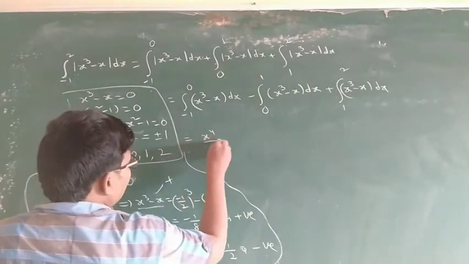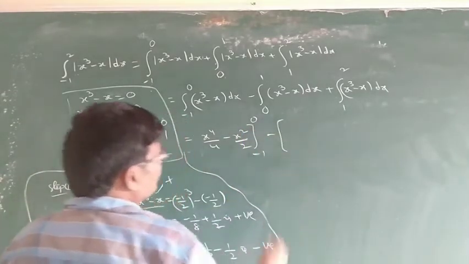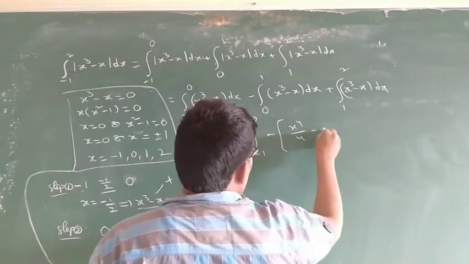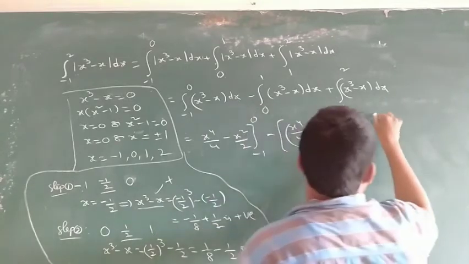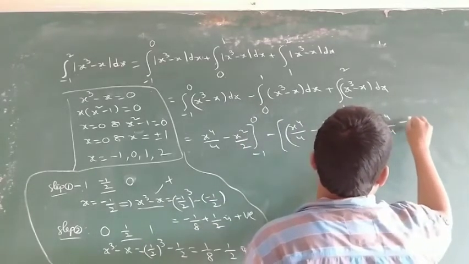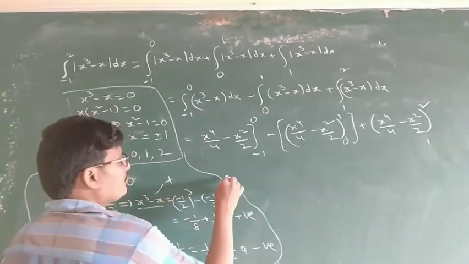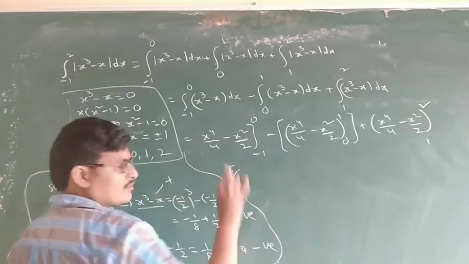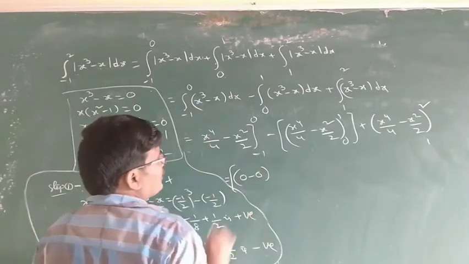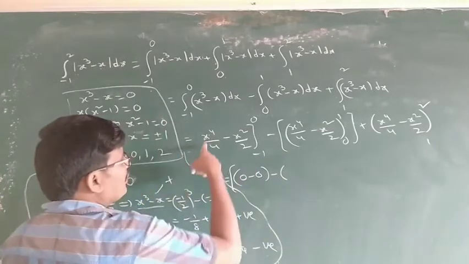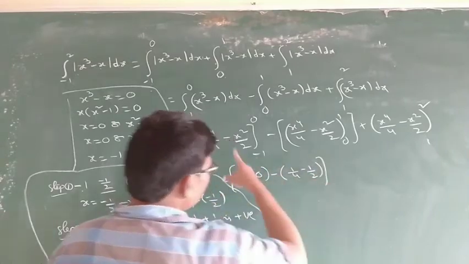Integrating x cube gives x power 4 by 4, and x gives x square by 2, over the integral minus 1 to 0. Same, x power 4 by 4 minus x square by 2 over the integral 0 to 1, plus x power 4 by 4 minus x square by 2 over the integral 1 to 2. First, minus 1 to 0: upper limit, big bracket, the total value. First upper limit 0, so 0. Okay, minus lower limit minus 1: minus 1 whole power 4 by 4 minus 1 by 2. This is the first one completed.